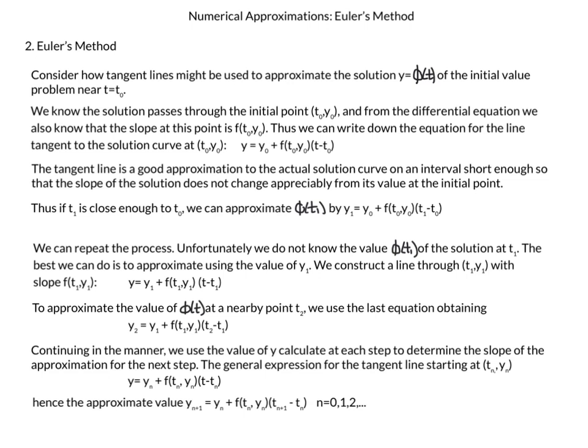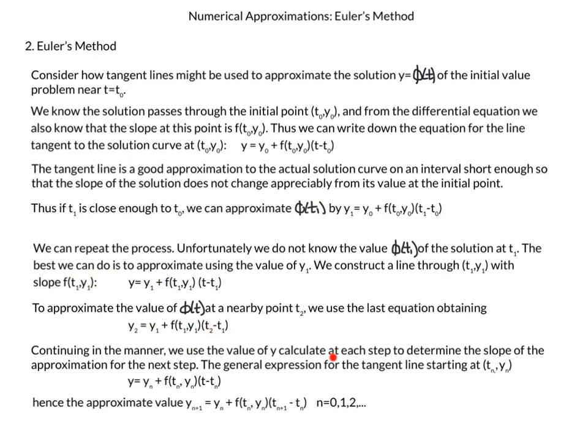And then essentially what we do is repeat this process. Unfortunately, we don't know the value of phi of t1, the solution at t1, and the best we can do is approximate using the value y1. So we construct a line through (t1, y1) with the slope f of (t1, y1), and here's our line. And then to approximate the next point, we use the last y1 point and the last slope over here.